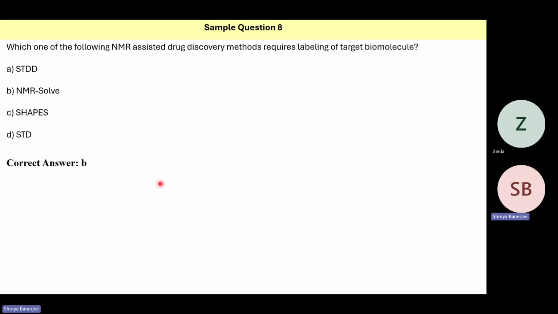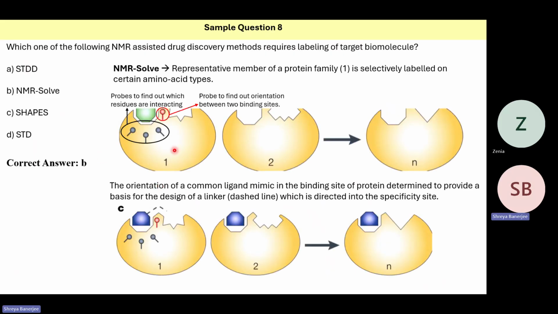So here the answer is NMR solve. If you remember NMR solve, we have to label the target biomolecule or protein to find out the orientation of the receptor site in order to optimize the ligand that binds to the receptor.